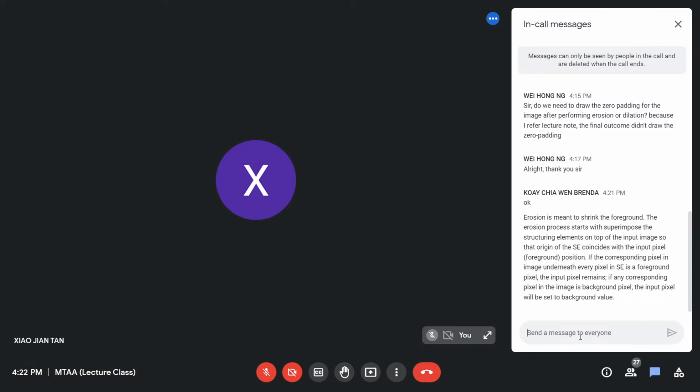Remember that in your examination, if you want to use an abbreviation, make sure you define it first. For example, for SE, make sure you put structuring element and then bracket SE first. Do not just use the SE as it is. Okay, let me share my screen.